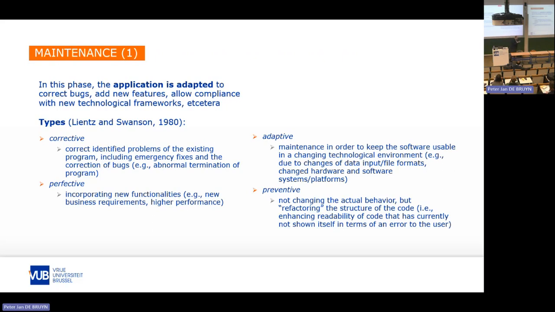Preventive is that kind of maintenance that will say, well, we're not going to change any bugs, any functionalities. We will not even make it easier to work with the new technology. We will prepare the software. We will restructure the code so that later on, when these changes come or when a bug pops up, we are more easily able to detect where the error is, to check it, to fix it, and to make sure that it's easily readable.